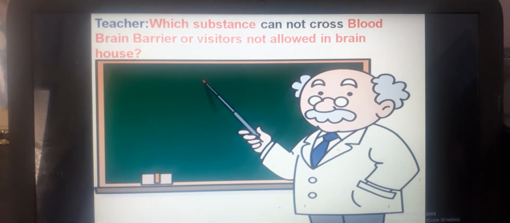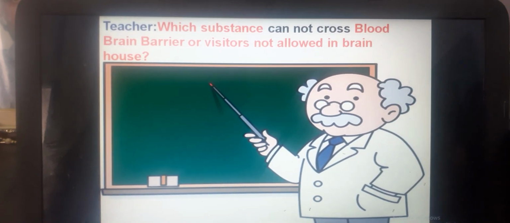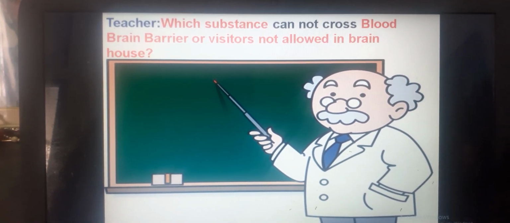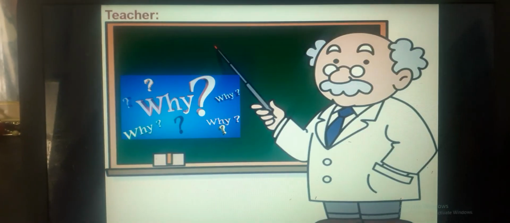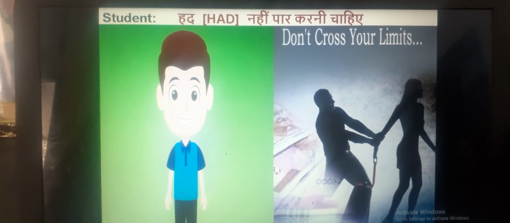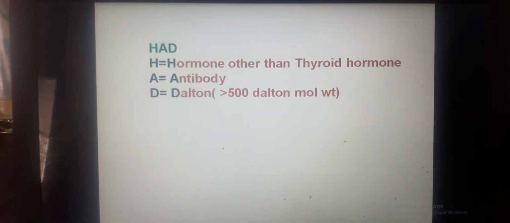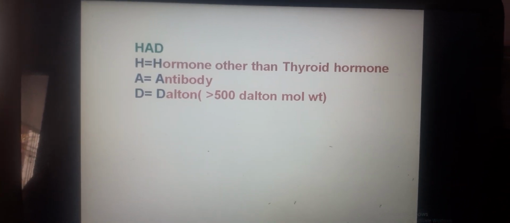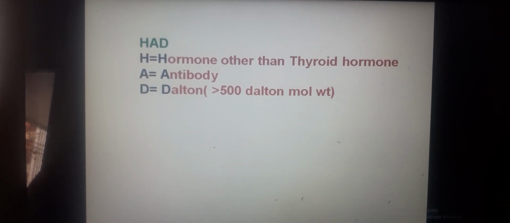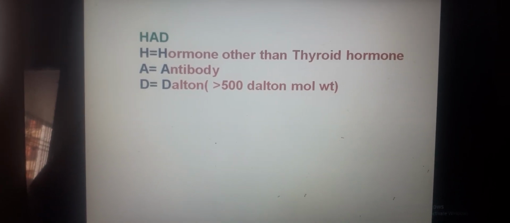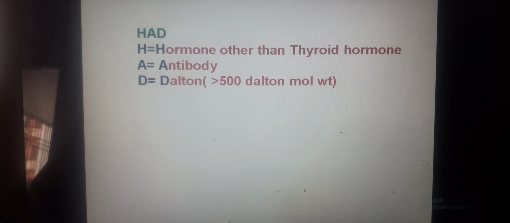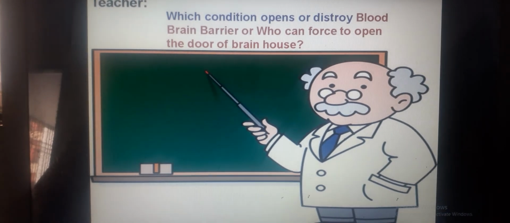Teacher: Which substances cannot cross the blood-brain barrier, or which visitors are not allowed in the brain house? They are HAD. Why? Student: Because you should not cross your limits. Had means limit. H for hormones other than thyroid hormone, A for antibody, and D for Dalton: substances with more than 500 Dalton molecular weight cannot pass through it.